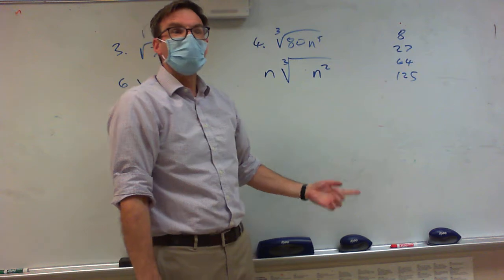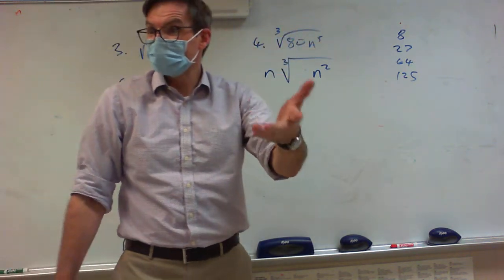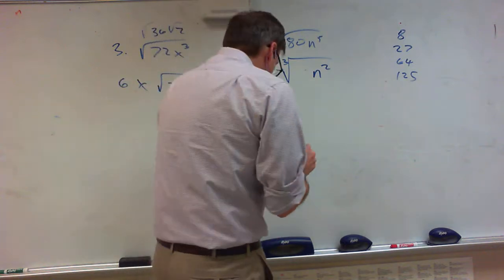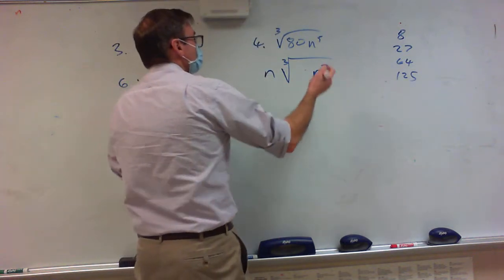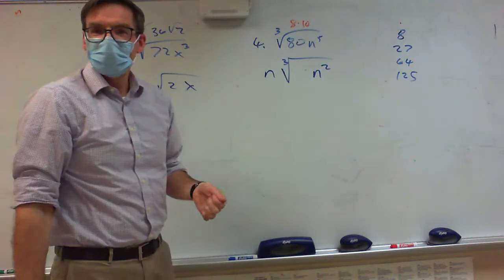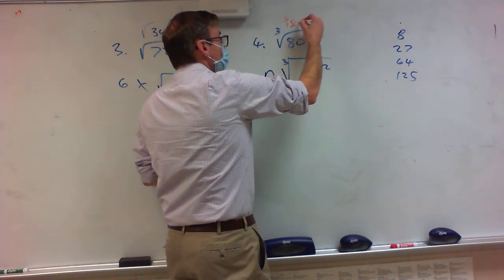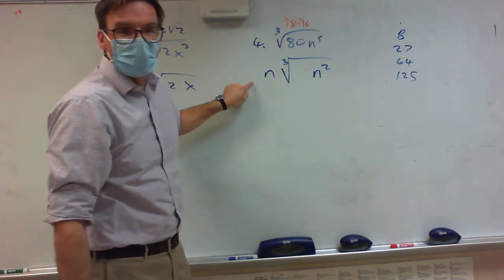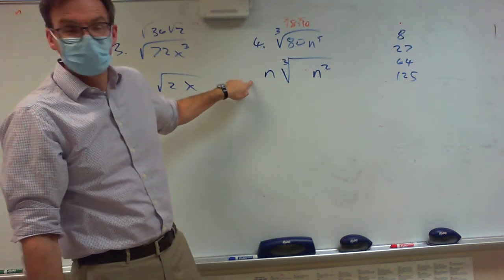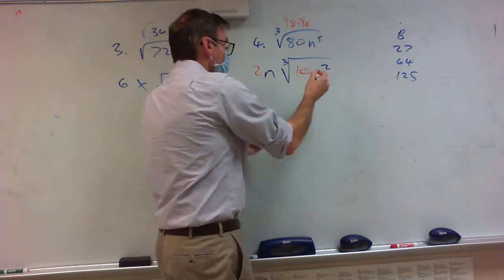So, which perfect cube goes into 80? Is it obvious it's 8? And so when we look at that, think of that 80 as 8 times 10. All right? And then think of, okay, I've got the cube root of this and the cube root of this. What number comes on the outside? 2. What's left inside? 10. Does that make sense?